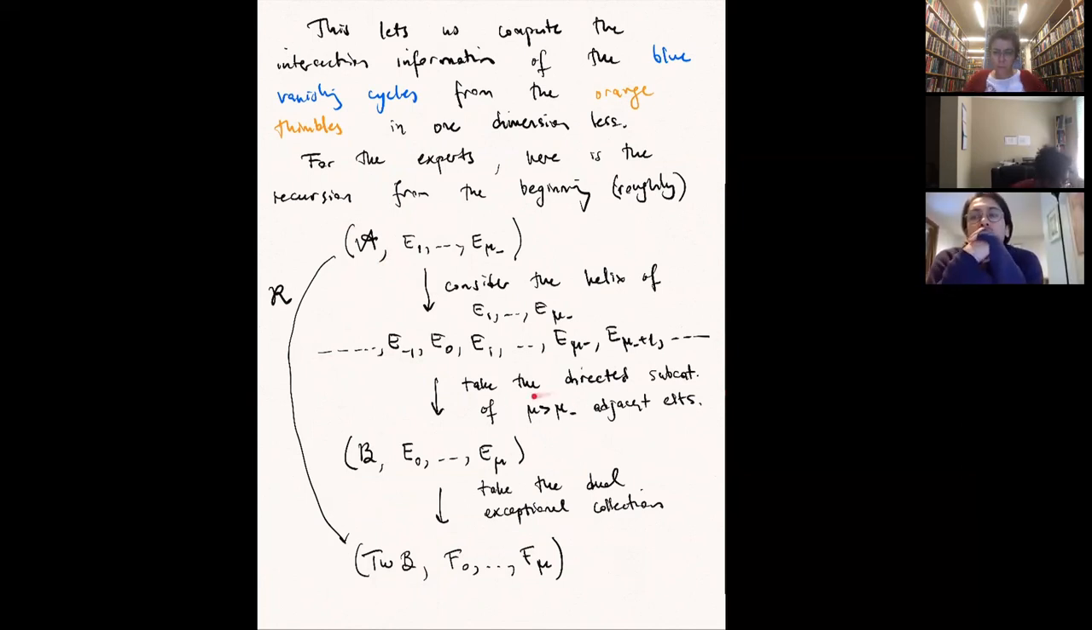Now you choose this number mu bigger than mu minus, and take mu adjacent elements in this helix, and you make it directed. You just remove the morphisms that go in the wrong direction. You take that subcategory, and that subcategory by definition has an exceptional collection. And then the final step is you take this triangulated infinity category, you take its twisted complexes, its triangulated closure, and take the dual exceptional collection inside that triangulated closure. And this is the recursion.